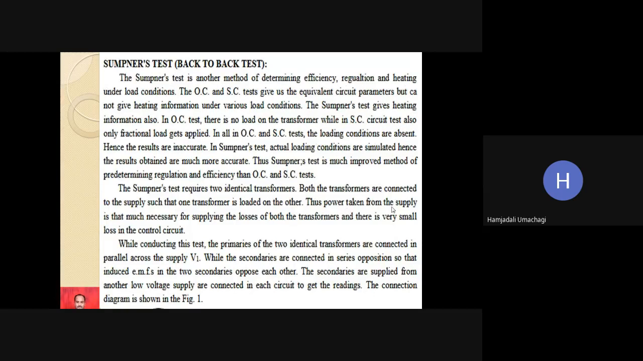Thus, power taken from the supply is that much necessary for supplying the losses of both the transformers, and there is very small loss in the control circuit. So power taken from the supply is that much necessary for supplying the losses.